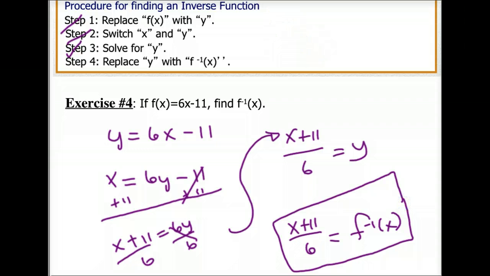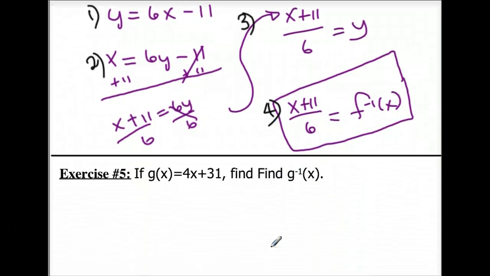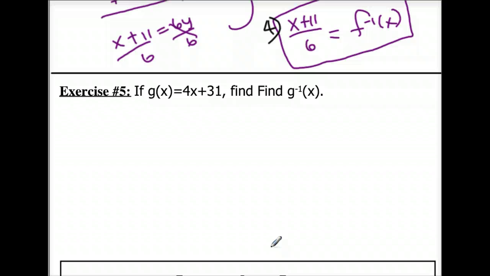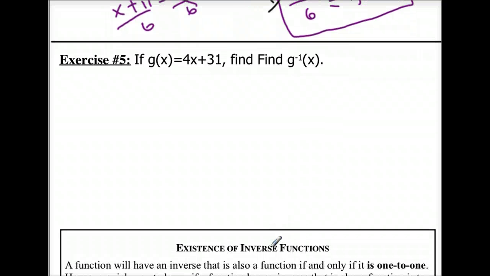See? Step 1, 2, solve for y, 3, and then replace, step 4. Let's see one more example. If g of x is equal to 4x plus 31, find g inverse.